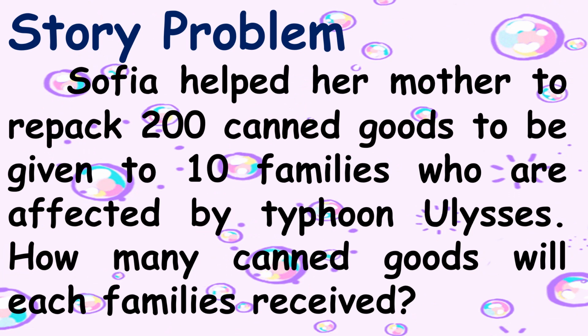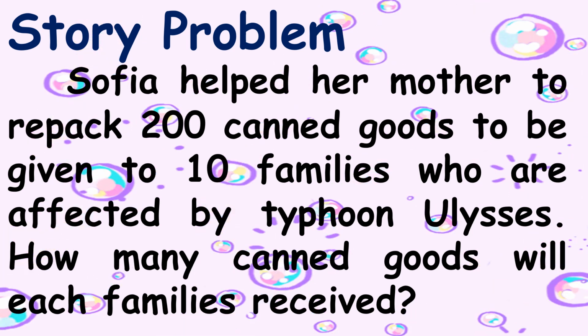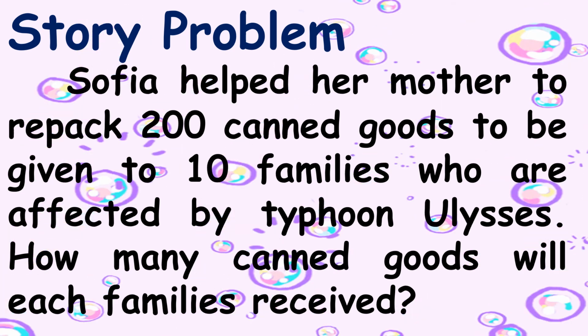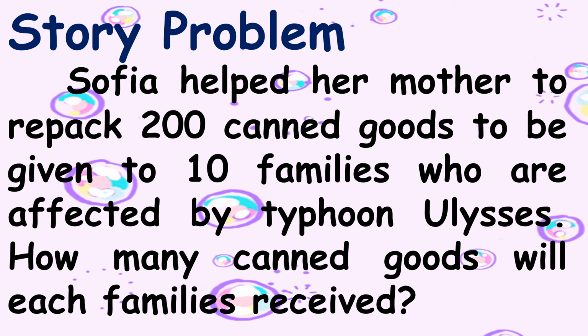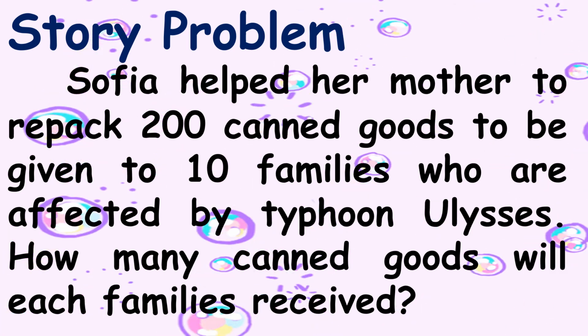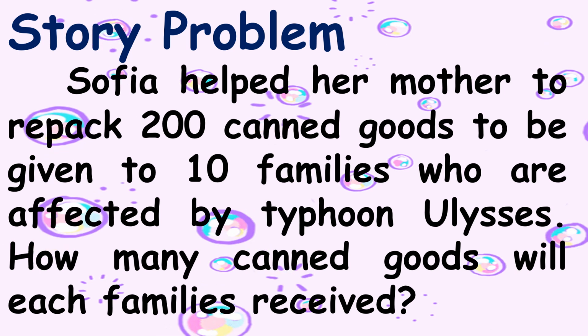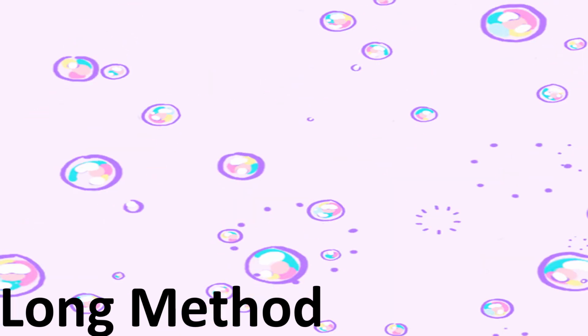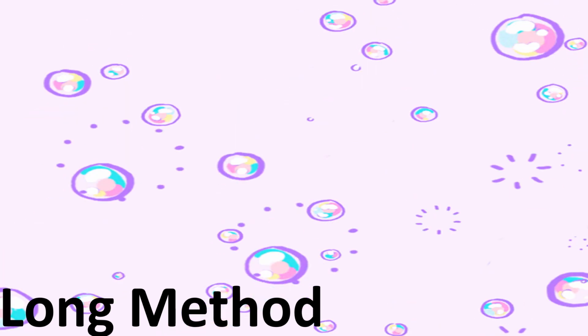So, the question here is how many canned goods will each family receive? So we are going to find the number of canned goods each family will receive. And what are the given? The 200 canned goods and 10 families. What are we going to do now? We are going to divide. So we have two methods. That's what we call the long method.